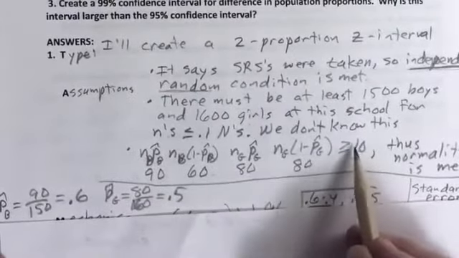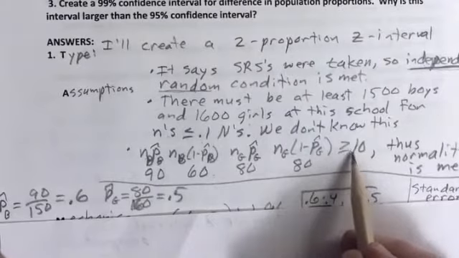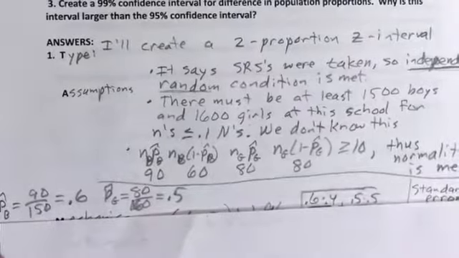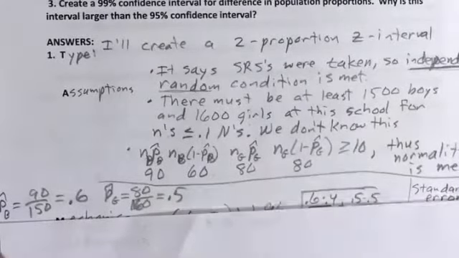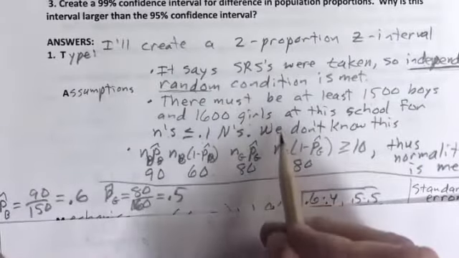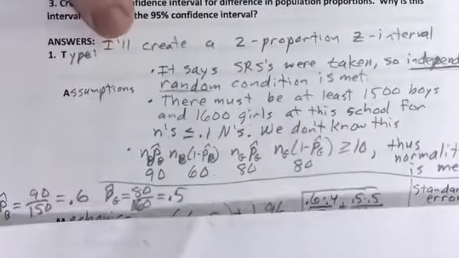And then clearly state they're greater than or equal to 10, and you'd say, thus normality's met. So it's important that you say whether or not you think the conditions are met. And so there's your ISIN. Every time you do this two sample thing, ISIN. Now let's do the mechanics.